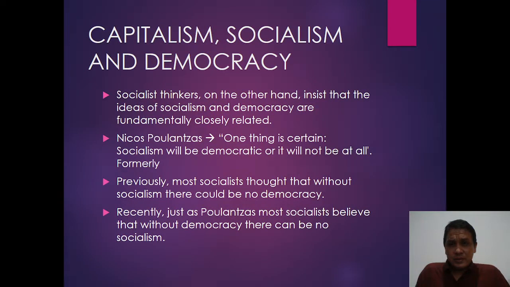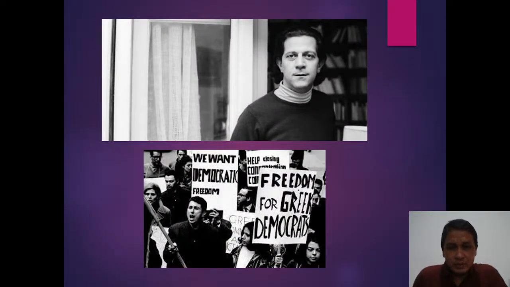Okay, for a socialist thinker, I took Nikos Poulantzas, one of the latest socialist thinkers. He thought that one thing is certain: socialism will be democratic, or it will not be at all. So it means that previously most socialists thought that without socialism there could be no democracy. But recently, most socialists think, just like what Poulantzas said, there will be no socialism without democracy. So democracy first, then socialism. Okay, this is his picture.